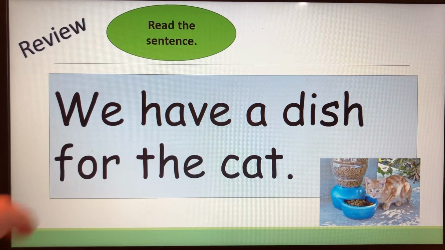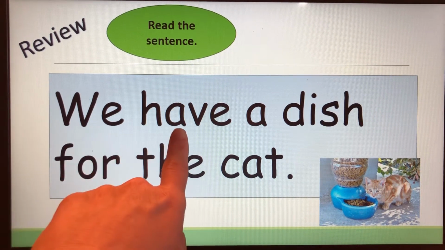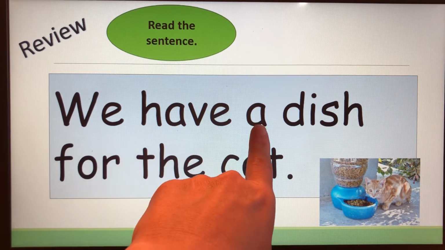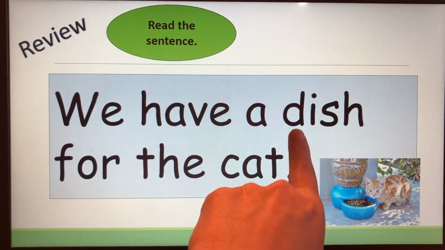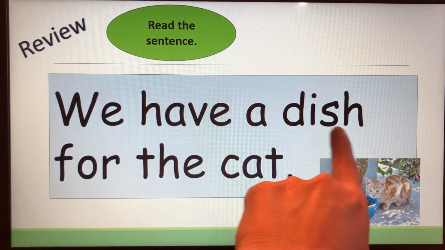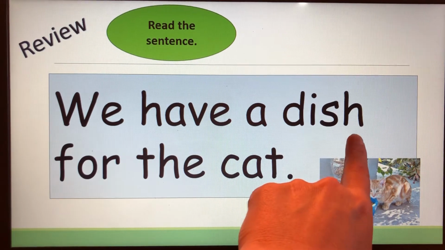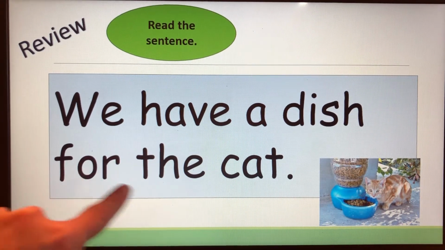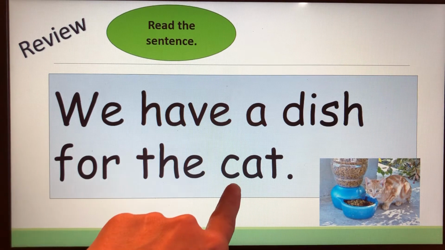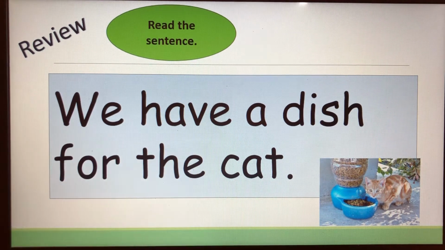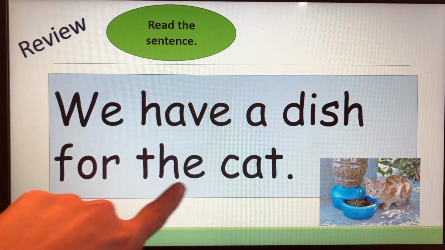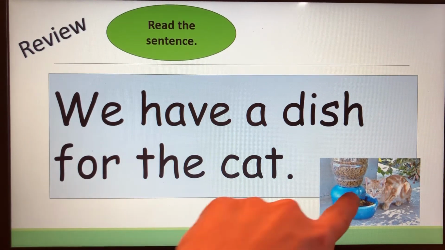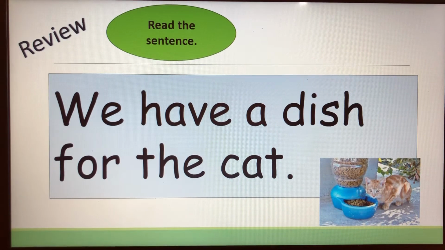Let's read this sentence together. We have a... Did you read this word? I'm going to sound it out. D-ish. Dish. For the cat. Let's read this together one more time through. We have a dish for the cat. I can see that this cat is eating out of its food dish.